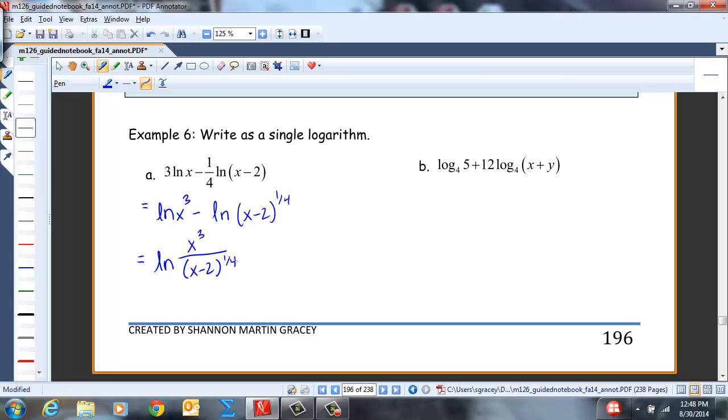And then if you want to, you could rewrite this so that you've got it in radical form. Sorry, that base is kind of big. So the fourth root of x minus 2.